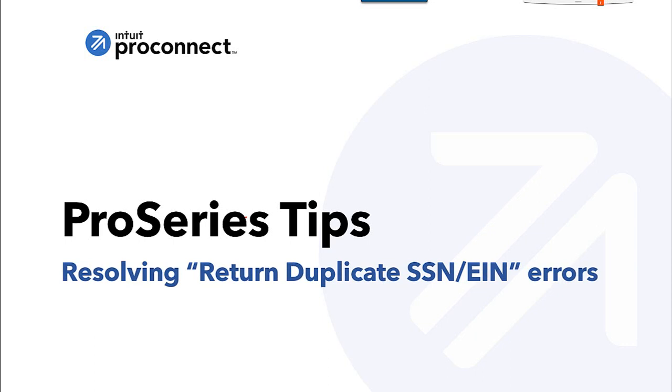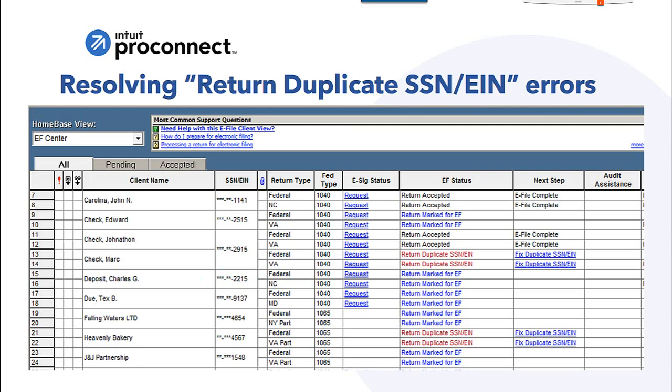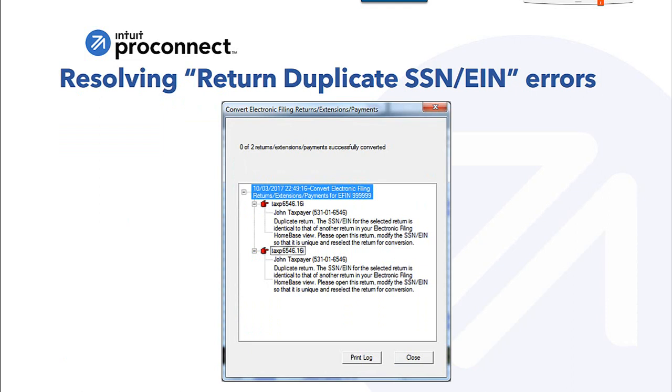If you electronically file in ProSeries, you may have recognized the Return Duplicate SSN, EIN status reported in your electronic filing home base. Or perhaps you have tried to e-file a return only to have that submission fail with an error that reports the client is a duplicate return. These situations are fairly common and can be frustrating if you are uncertain how to address the situation.